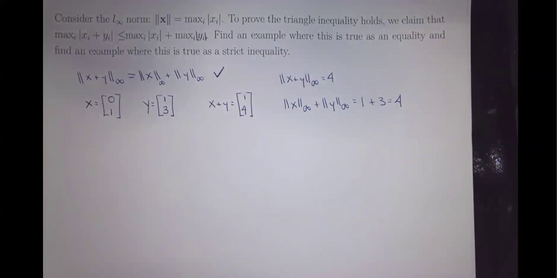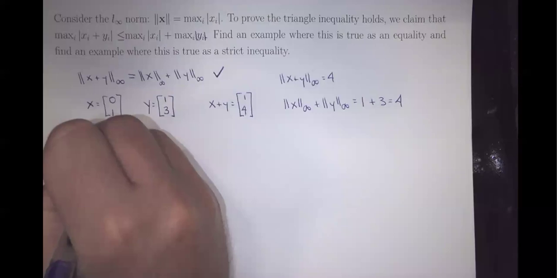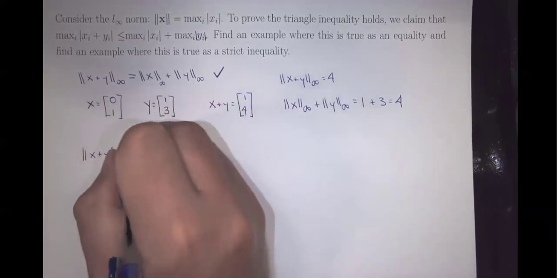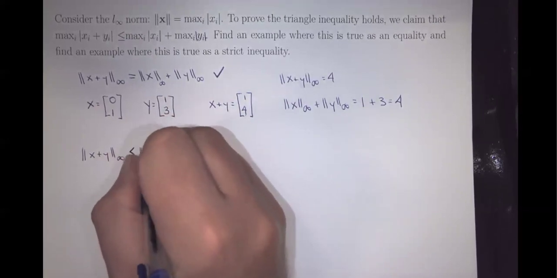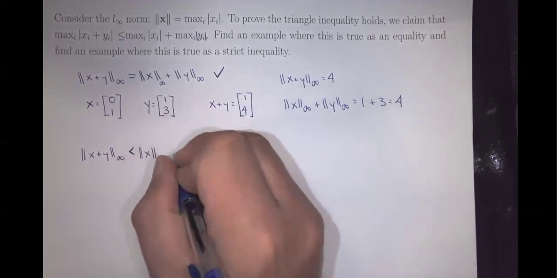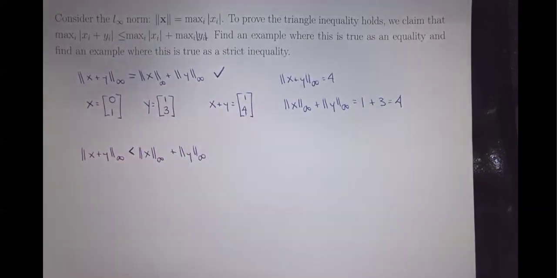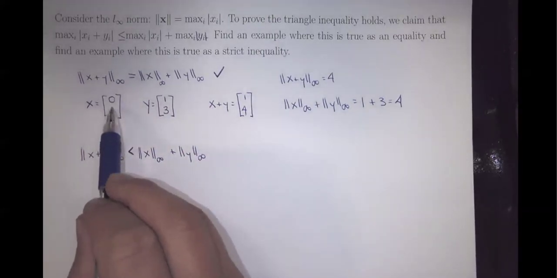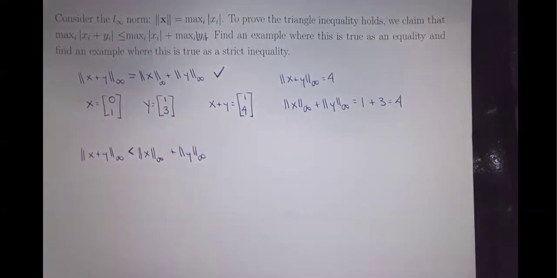Now, if we're looking for this as a strict inequality, we want x plus y, the infinity norm, to be strictly less than the infinity norm for x plus the infinity norm for y. The best way to do this is when we're constructing our x and our y, don't have the same component in x and y be the largest.